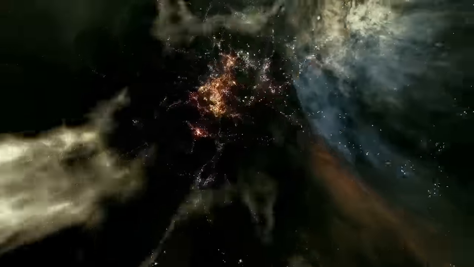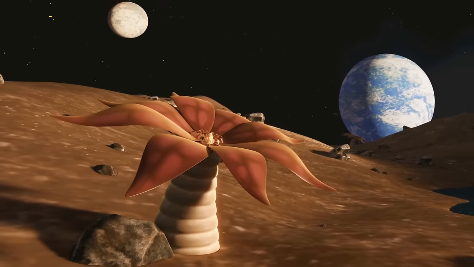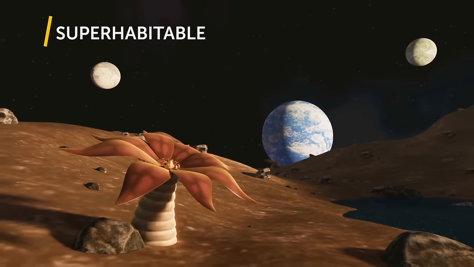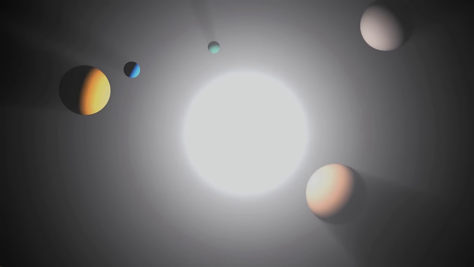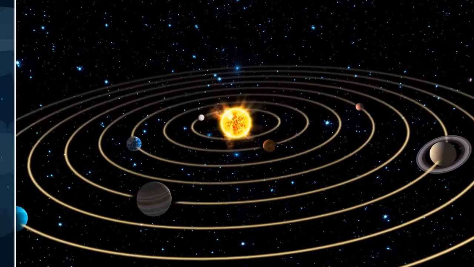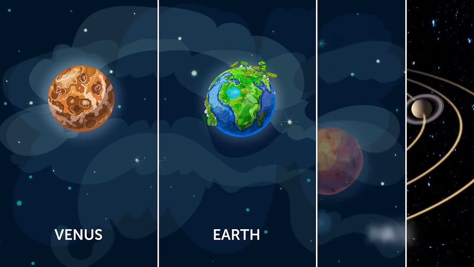But scientists have recently found at least 24 planets better than Earth and called them super habitable. These planets orbit distant stars in their habitable zone. It's the sweet spot at a perfect distance from the star. In our solar system, Venus, Earth, and Mars are in this zone.